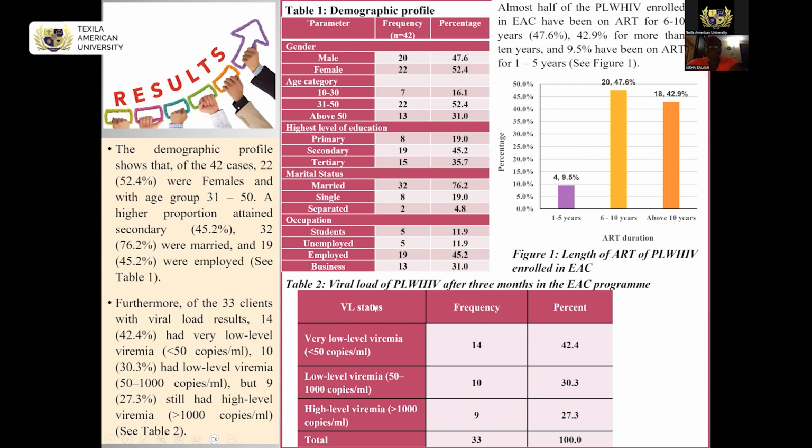So we now again categorize them into viral load: very low viremia, which is less than 50 copies, then low viremia, 50 to 1,000 copies, and then high viremia. Then we enrolled them. So we noticed that the people that have been on ART for 6 to 10 years is about 67.6%. And then the ones that are more than 10 years is 42.9%. And 9.5% have been on ART for like 1 to 5 years. So you can see the percentage and the duration in which they've been on ART.